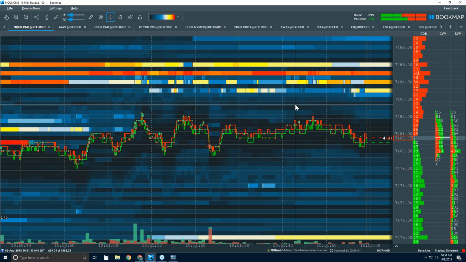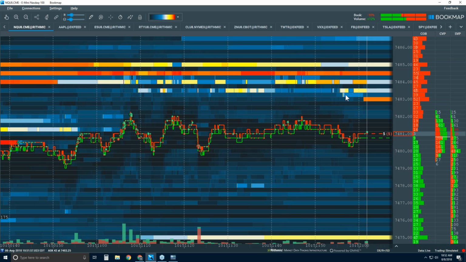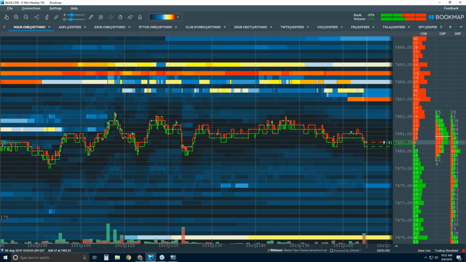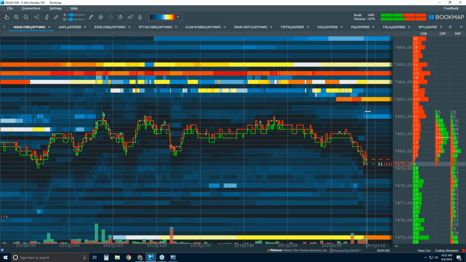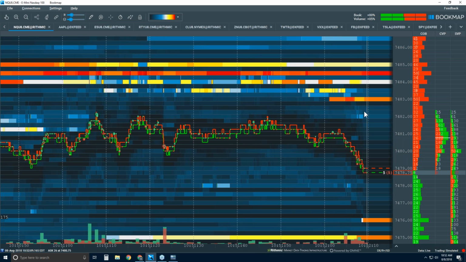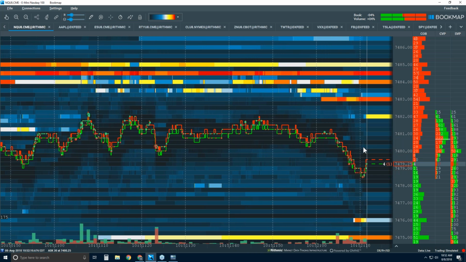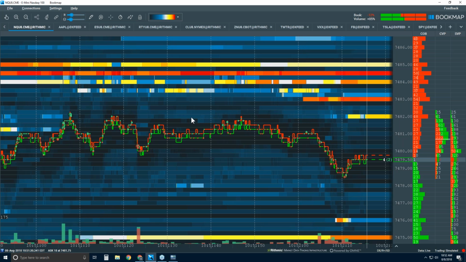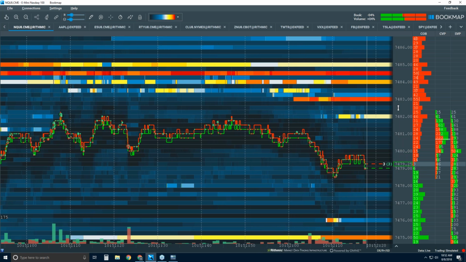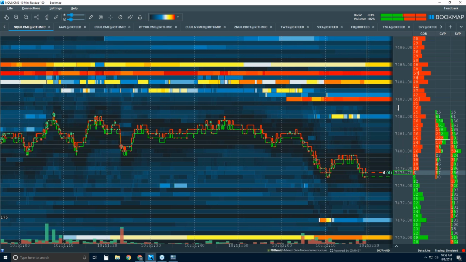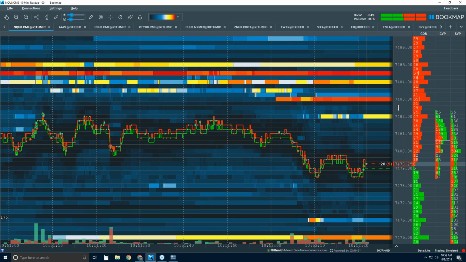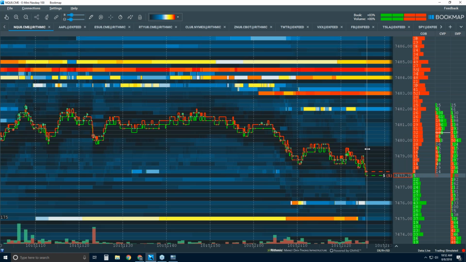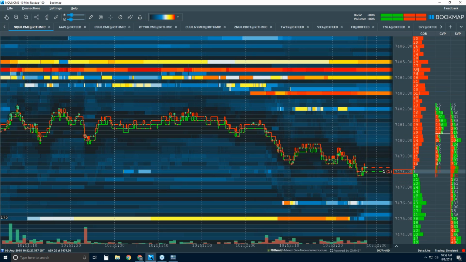Okay, so maybe none of this made sense up to this point. So let's talk about the heat map. I just need to describe this vertical white line that you see right here. This is the separation between the historical market to the left, which is just what happened, and what's to the right, which is what is happening. So that's the difference between the right and left of this vertical white line.